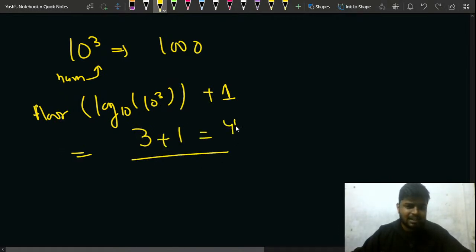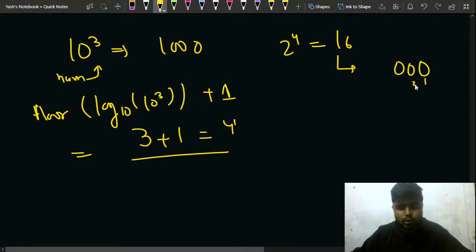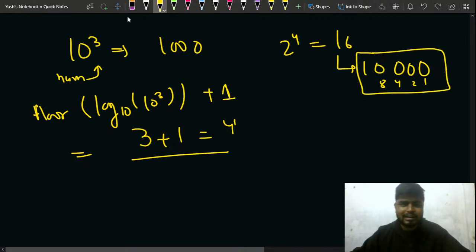So 4 digits are set. If I do 2 to the power 4, what will I get? That is nothing but 16. Let's write the representation of 16: that is 1 2 4 8, so 1 0 0 0 0. 16 will look like this, 2 to the power 4. Why 2 to the power 4? Because 4 is the length of the number.